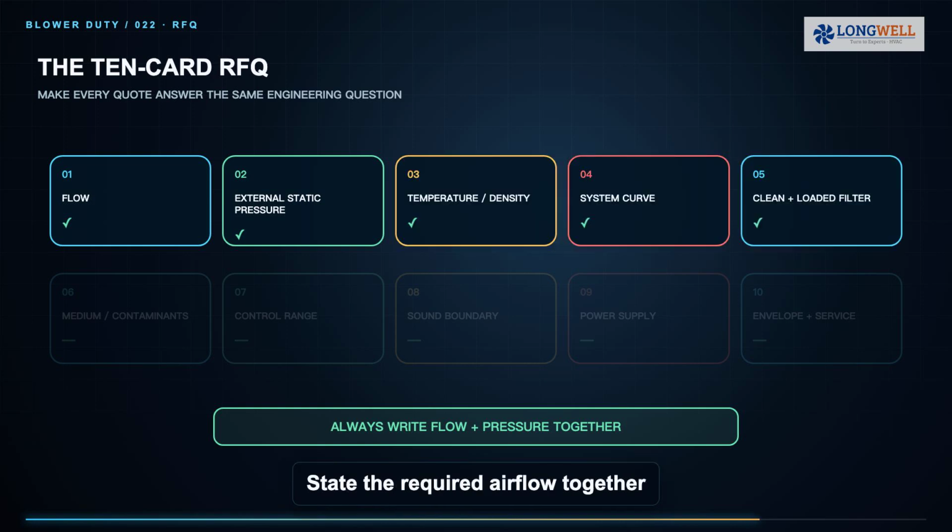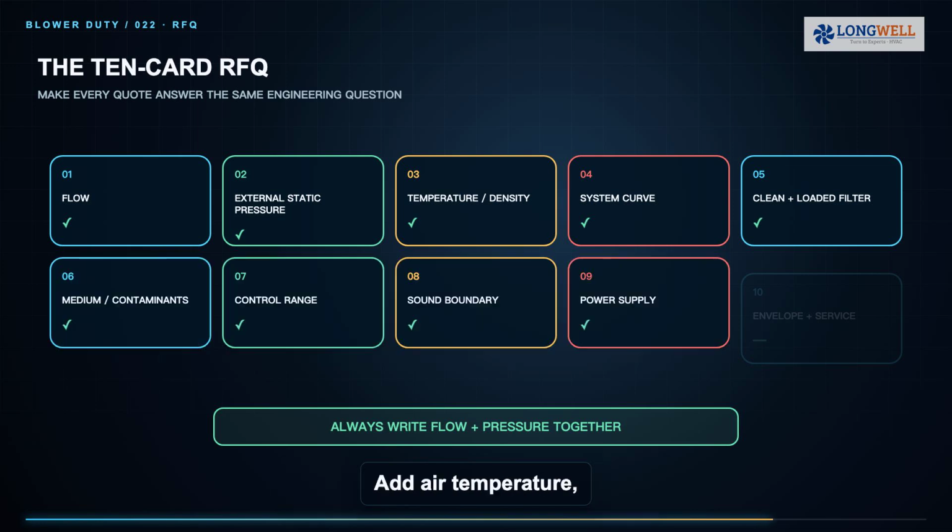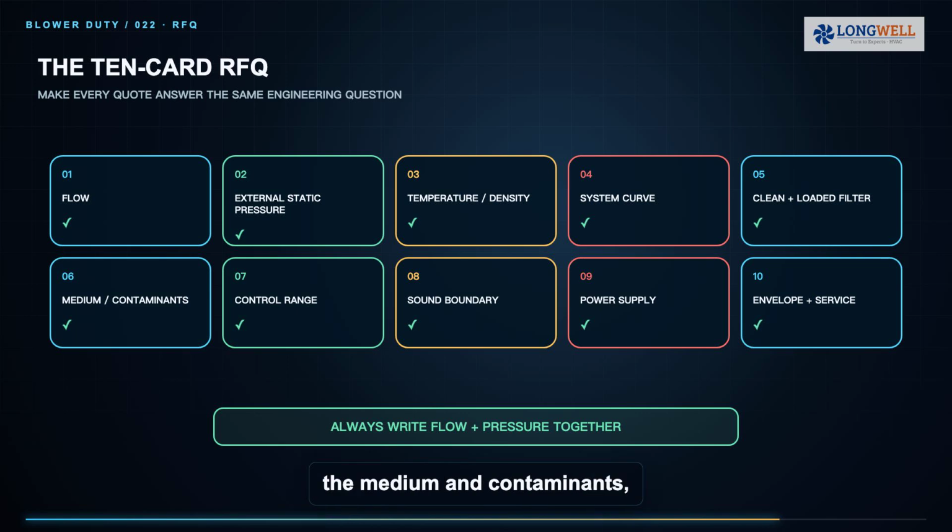State the required airflow together with the external static pressure. Add air temperature, altitude or density, the medium and contaminants, the resistance estimate or system curve, control method, allowable sound boundary, power supply, envelope and service access. If the pressure estimate is uncertain, list every resistance component and its condition, especially clean and loaded filters.